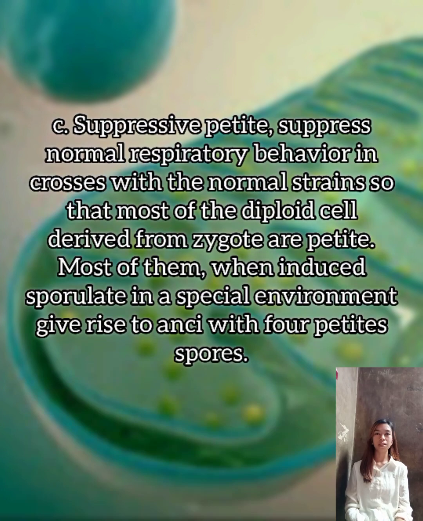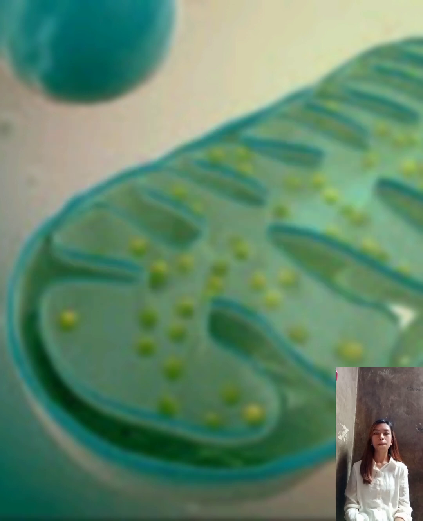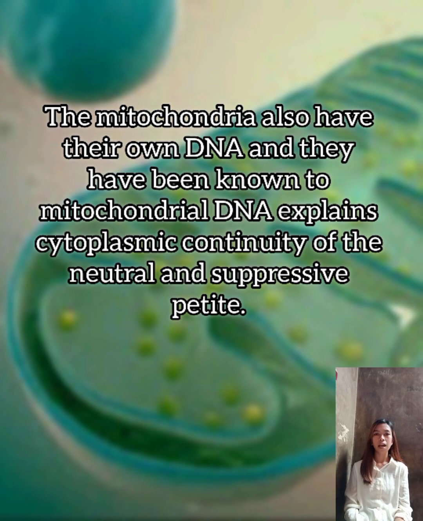C. Suppressive petites. They suppress normal respiratory behavior; in crosses with normal strains, most of the diploid cells derived from a zygote are petite. Most of them, when induced to sporulate in a special environment, give rise to asci with 4 petite spores. The petite characteristics of yeast have been attributed to deficiencies of cytochrome b and c and cytochrome oxidase aa that are normally found in the inner membrane of the mitochondria. The mitochondria also have their own DNA, and the cytoplasmic continuity of the neutral and suppressive petites.